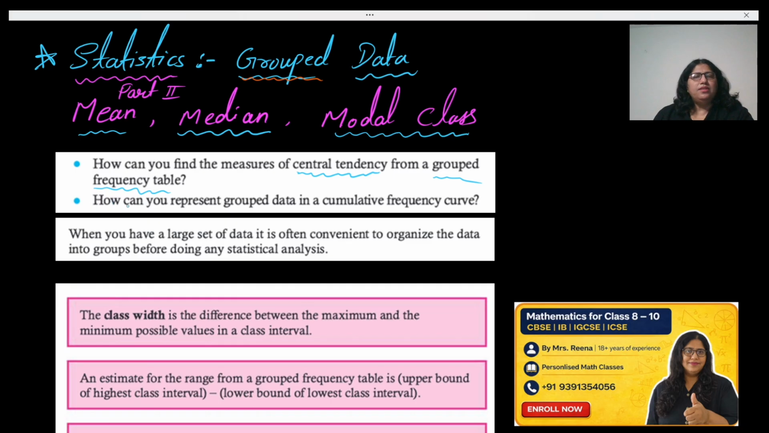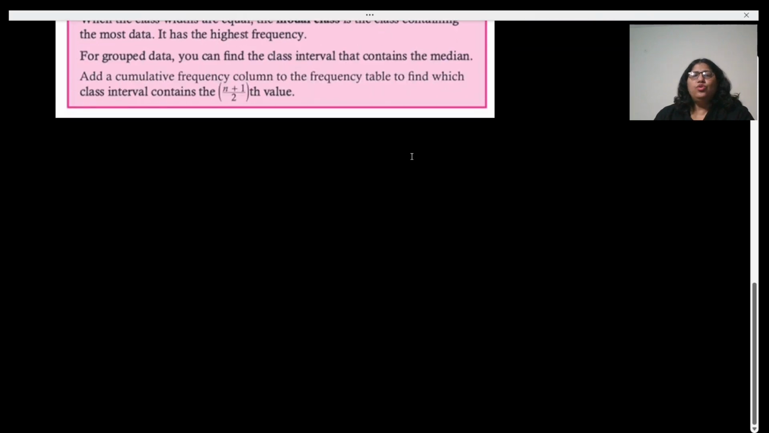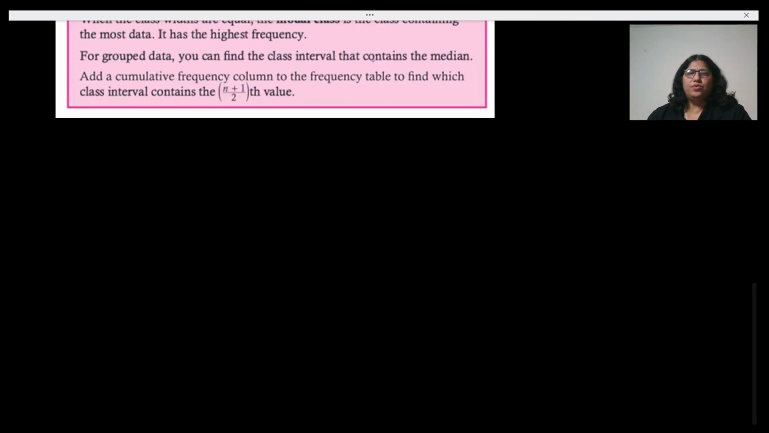Now the second part: how can you represent grouped data in a cumulative frequency curve? You are going to use this for the median, because whenever we talk about a cumulative frequency curve, it's always the median. Whenever your data size is large, it is often convenient to organize the data into groups before doing any statistical analysis.